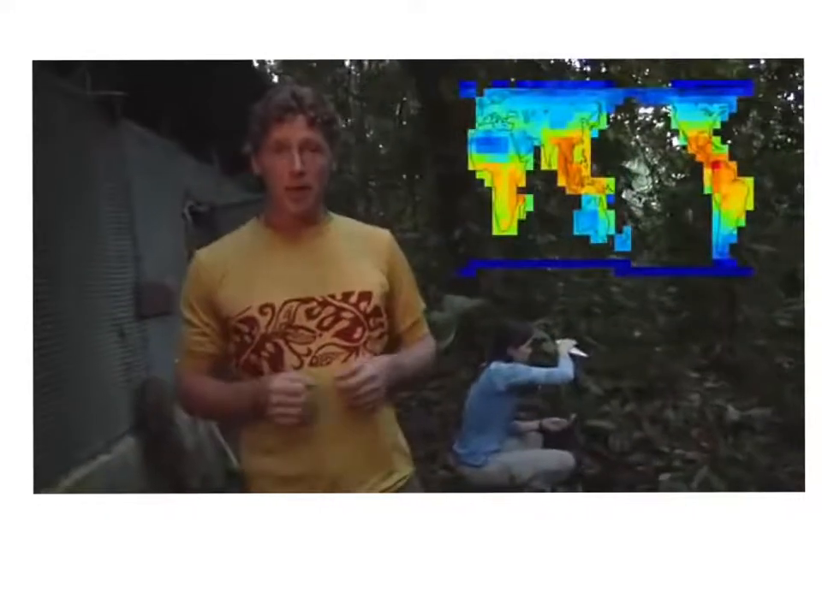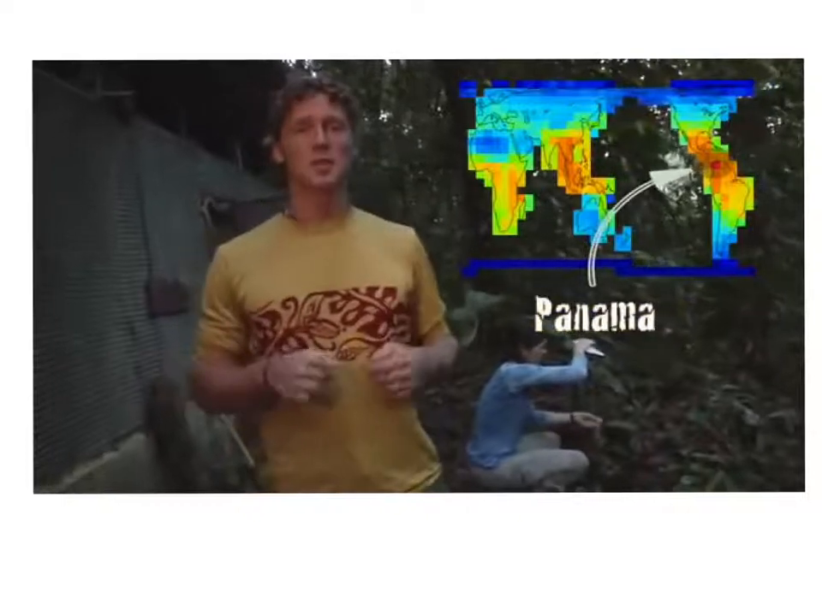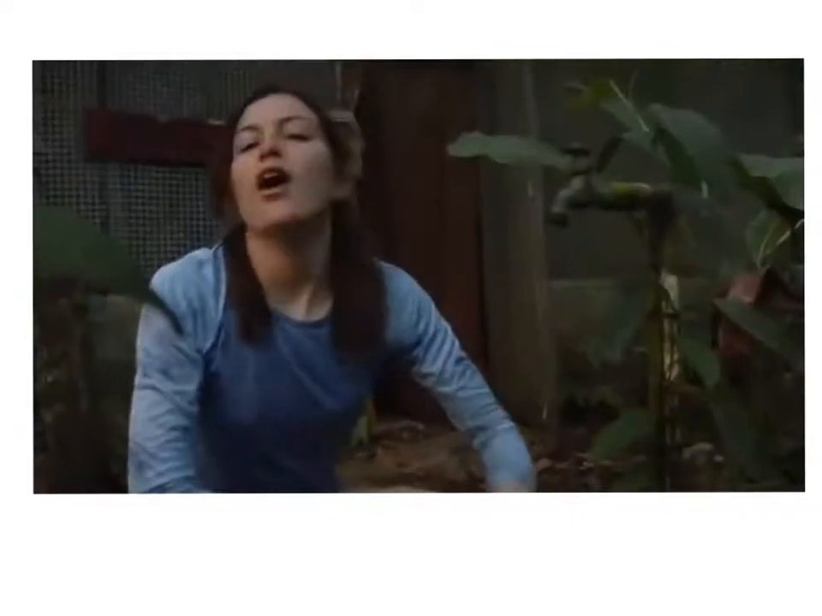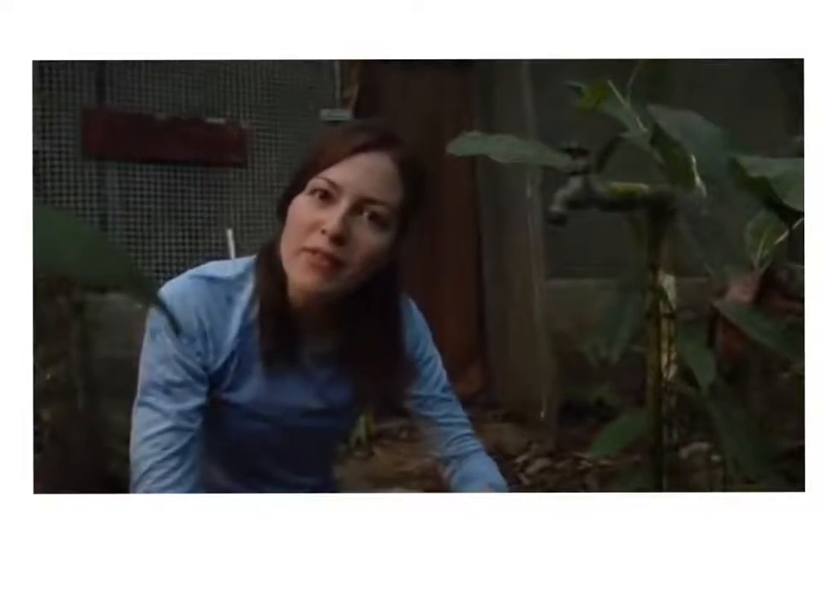Oh wow, what a place to wake up. What a great place to search for biodiversity. In fact, if you were to make a map with the concentration of biodiversity across the globe, right here in Panama in the tropics would be one of the most biodiverse places. Okay, first things first. What is biodiversity?